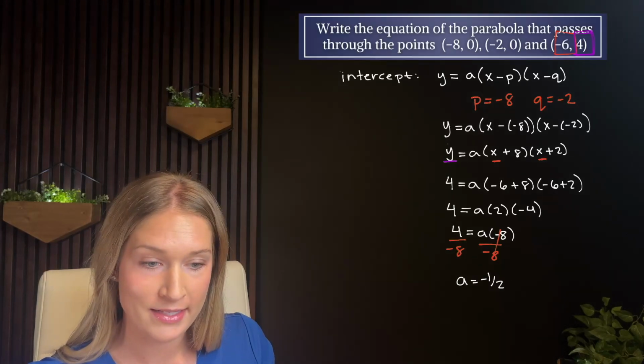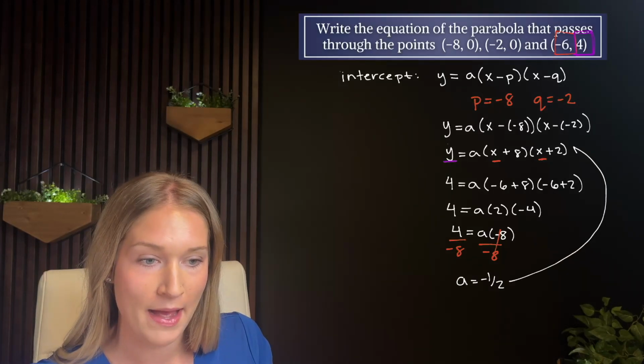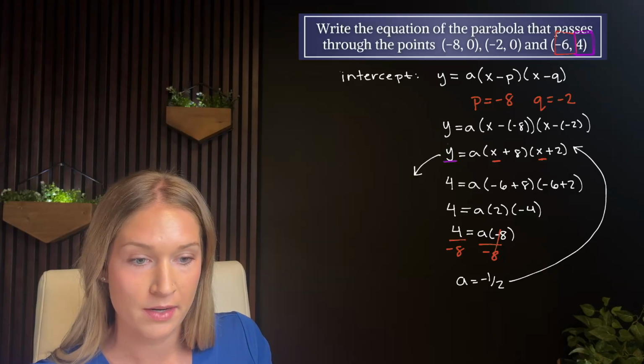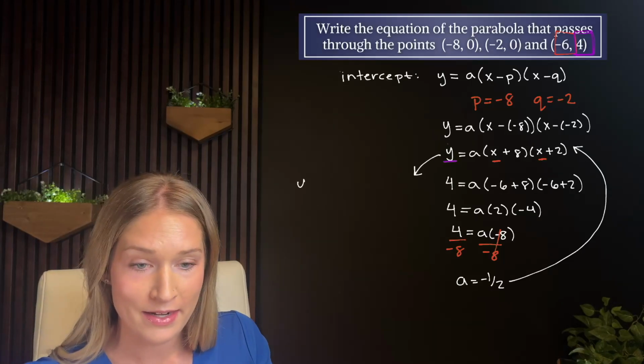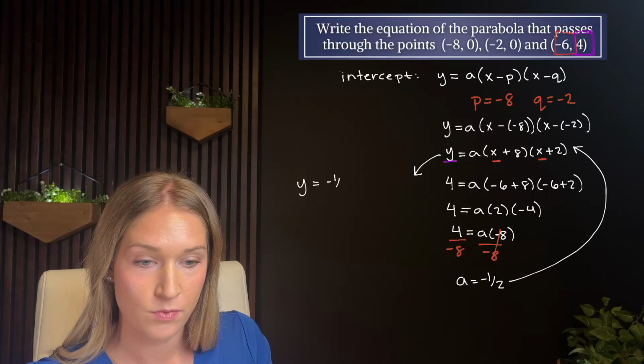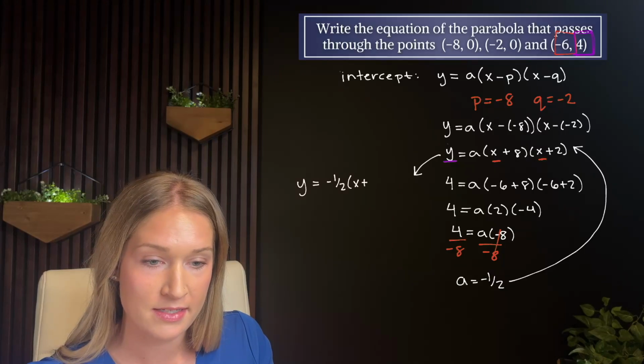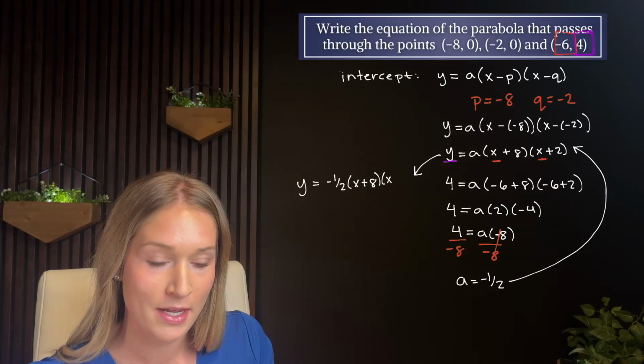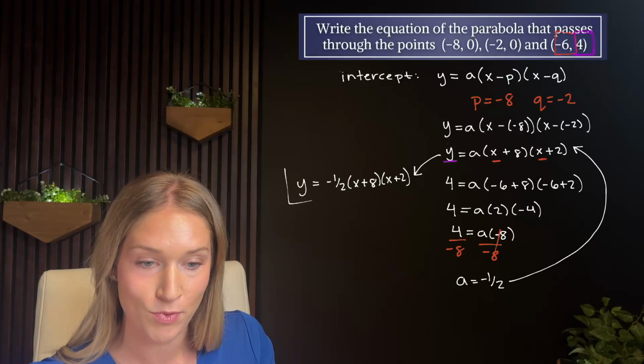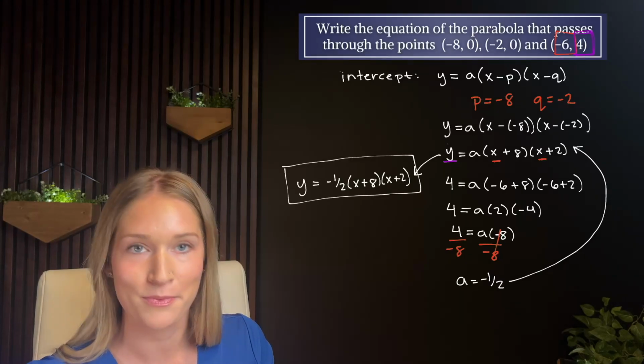At this point, I take that a value and go back up, plug it into where I was only missing the a, and then I have everything that I need. So y is -1/2, x plus 8, and x plus 2. And that equation passes through all 3 of the points that we were given.